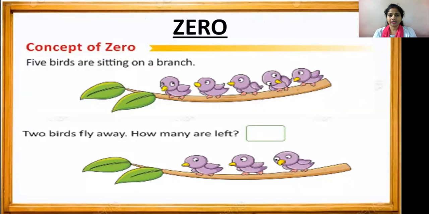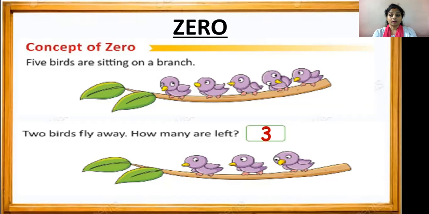Okay, first just see what we mean by 0. Okay, so 5 birds. Look at the picture, first picture. 5 birds, they are sitting on a branch. Now 2 birds fly away. 5 were there, and out of this 5, 2 birds fly away. How many are left? On the branch, now there are only 3 birds.